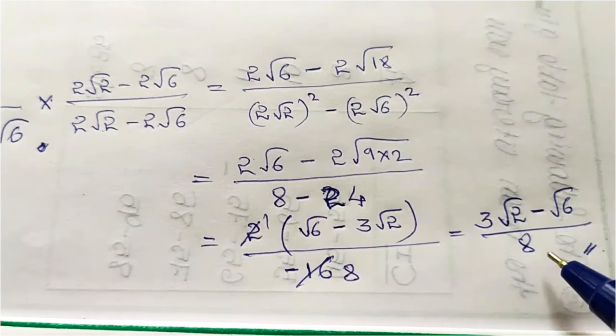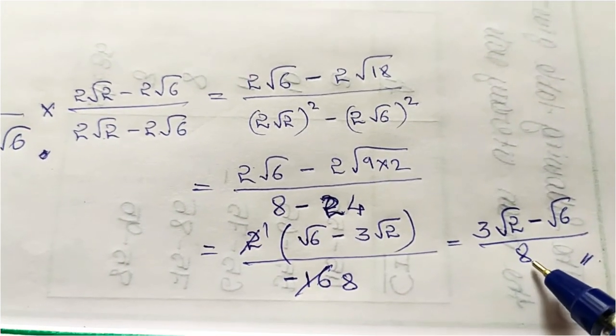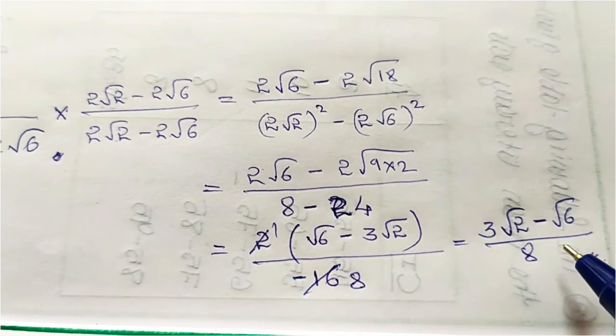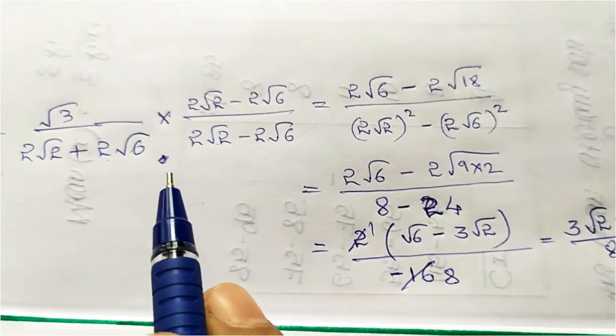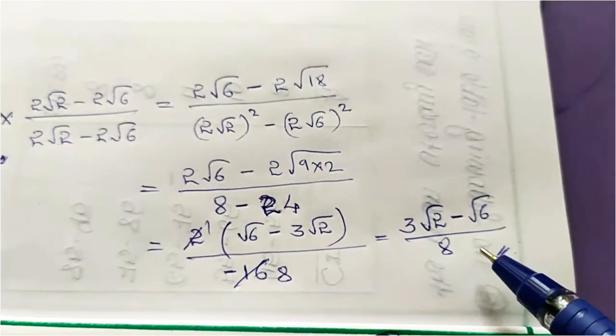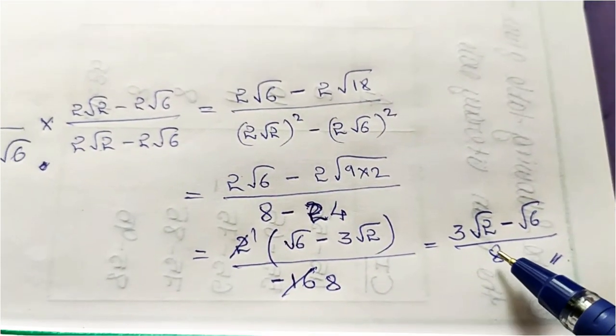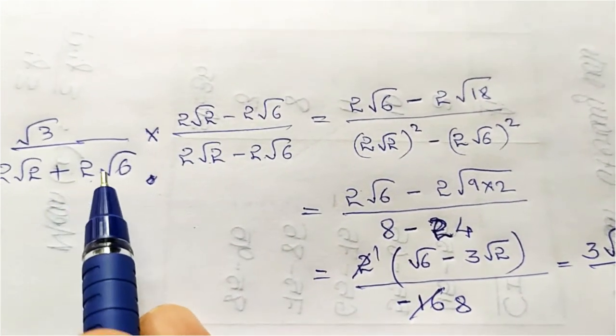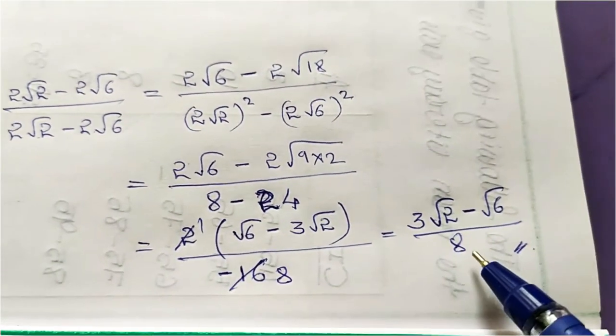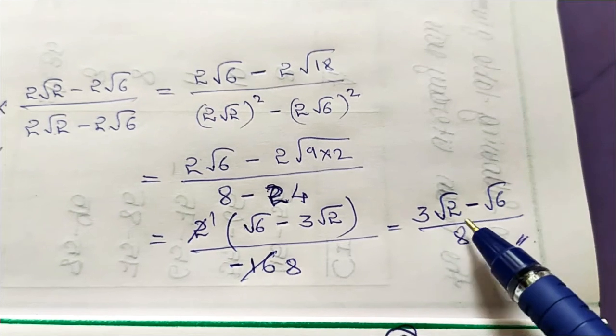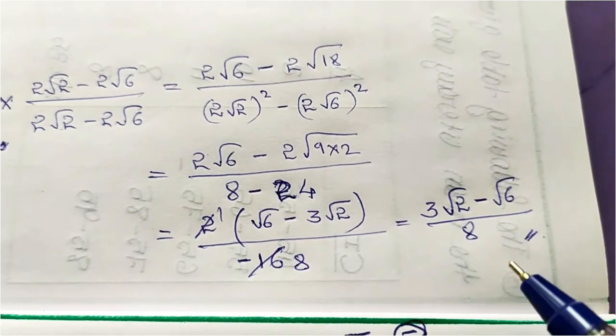So they kept the denominator as a rational number, okay. So this is called rationalization, which you learnt in 9th class, removing the roots from denominators, okay. So this is our final answer, 3 root 2 minus root 6 divided by 8.